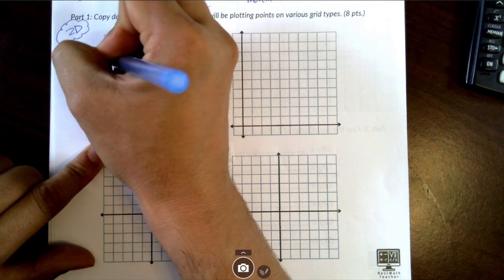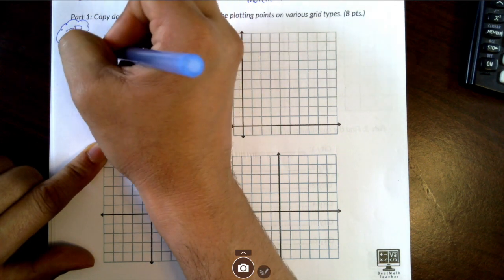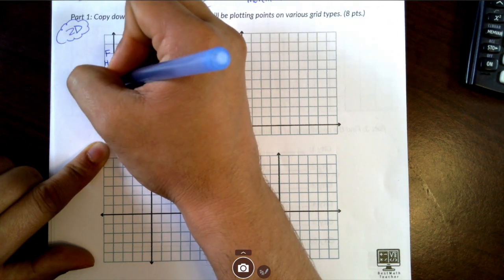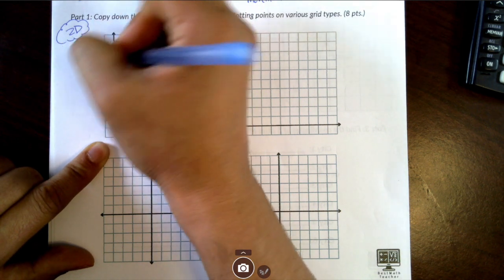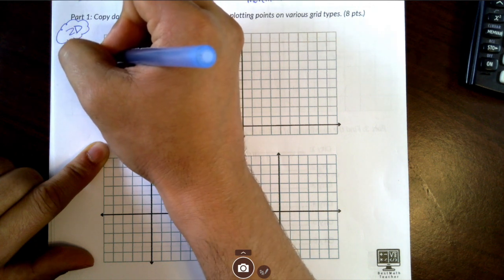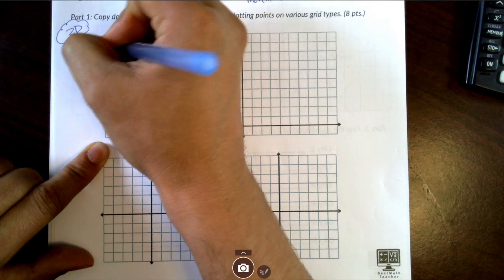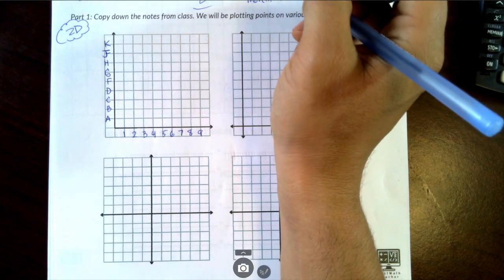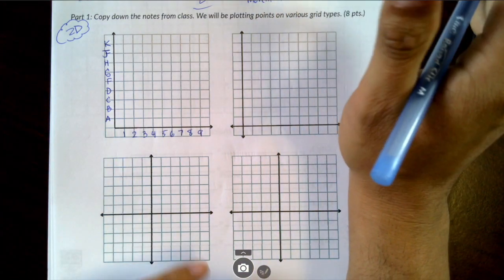that do this. Let me see, A, B, C, D, E. That's where I messed up. So A, B, C, D, E, F, G, H, I, J. I'm just going to skip a couple letters. Doesn't matter, okay? I think you guys get the point.